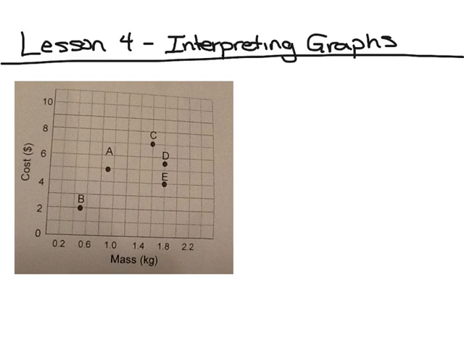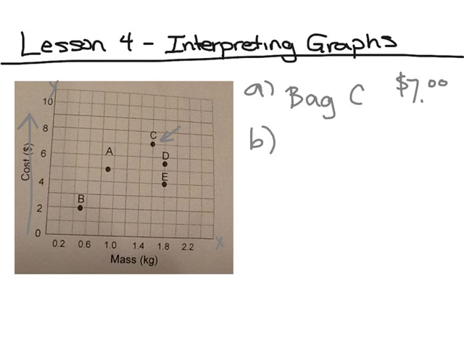For example 2, this graph represents bags of popcorn. So for A, we want to know which bag costs the most. So cost is on our up and down axis, our vertical axis, which is the y-axis. So our cost that is the highest is bag C, and it costs $7. The lowest mass is bag B, and it has a mass of 0.5 kg.